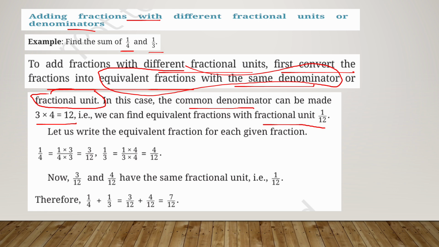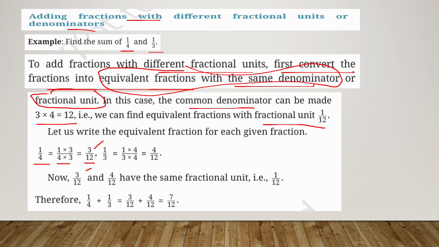Let us write the equivalent fraction for each given fraction. See, 1 by 4. You have to convert this fraction into an equivalent fraction with the denominator 12. So, how can you make this? You multiply 4 by 3. 4 into 3 is 12. So, you have to multiply both numerator and denominator by 3. So, see, 1 into 3 is 3. 4 into 3 is 12.